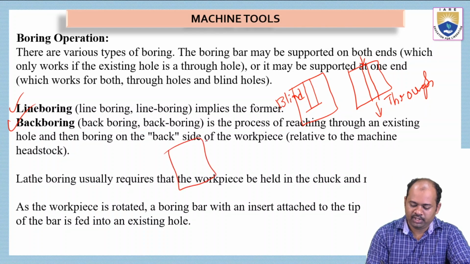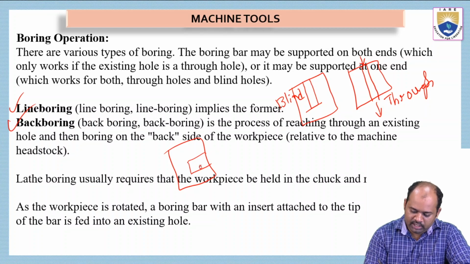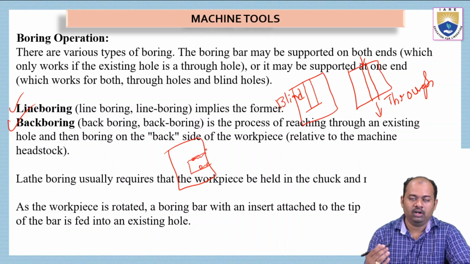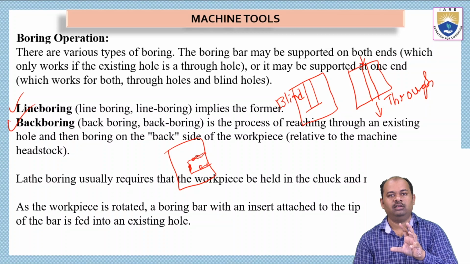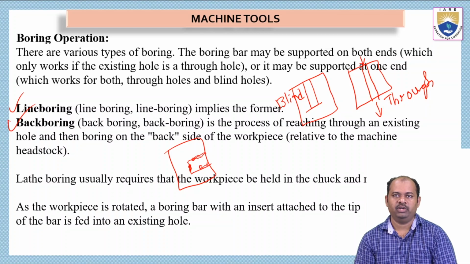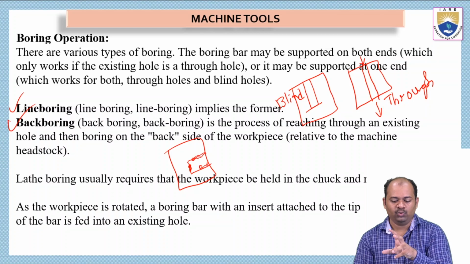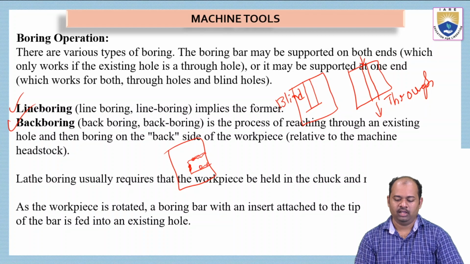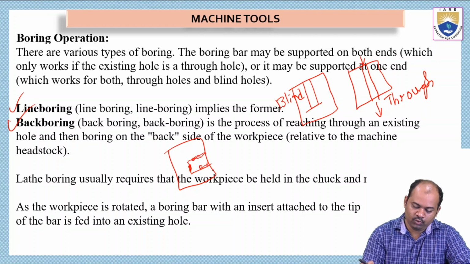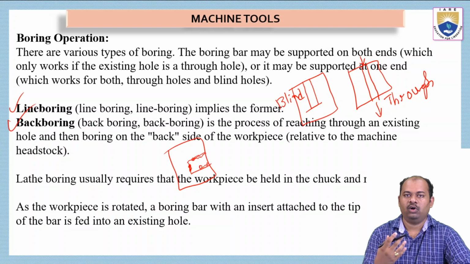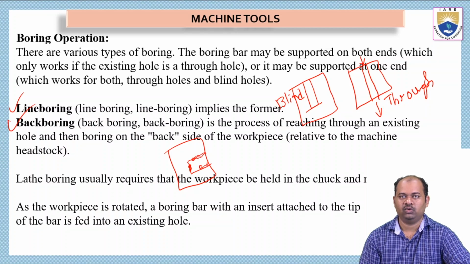Suppose I have a workpiece and I have a hole here. If I do the boring operation at this area, this is called line boring. If I want to do the boring operation by entering into the workpiece and I have to do the boring operation at this area, then it is called back boring. So back boring is the process of reaching through an existing hole and then boring on the back side of the workpiece. Okay, I have to go through this hole and bore on the back side of the workpiece. Then it is called back boring.